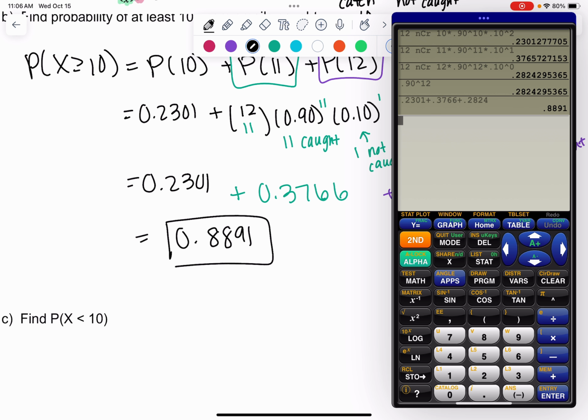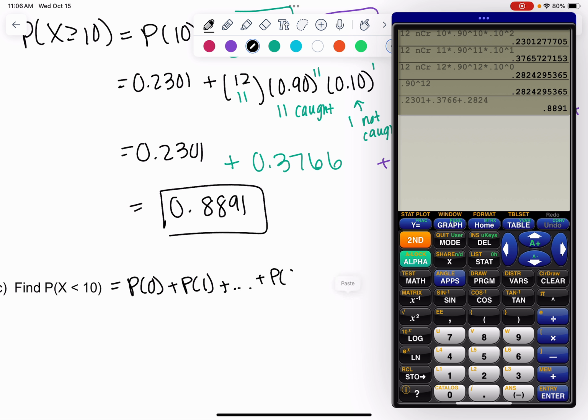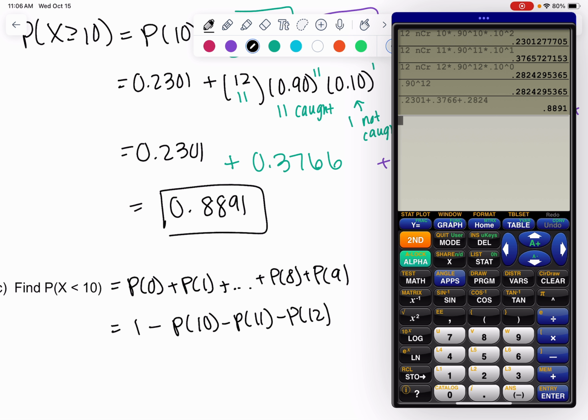And then here's kind of a tricky one. If we want to do less than 10, we have to do the chance of catching 0, 1, 2, 3, 4, 5, 6, right, all the way through 8 and 9. I don't want to do the formula that many times, so I think in this case the opposite would be easier, right? Subtract 10, subtract 11, and subtract 12. So sometimes we do opposites. And then what's amazing is we literally just found this number, so we can just do 1 minus what we just found.